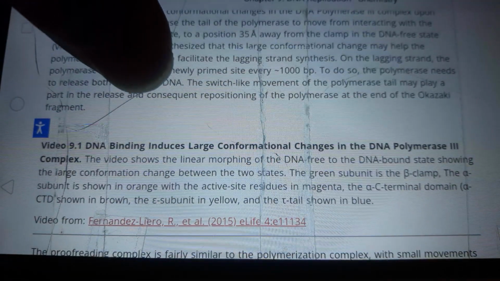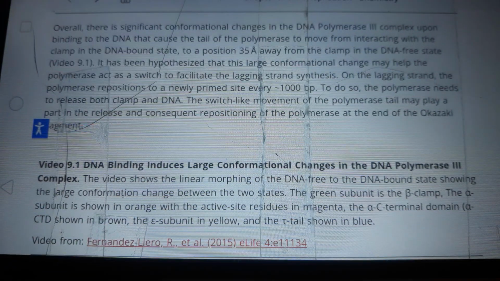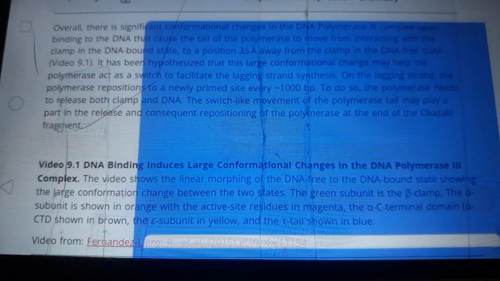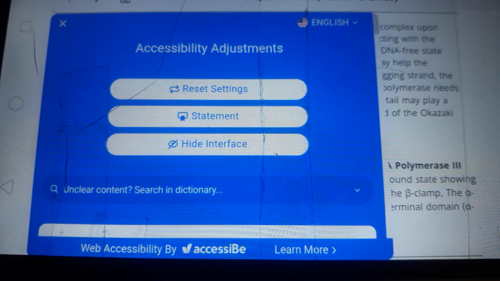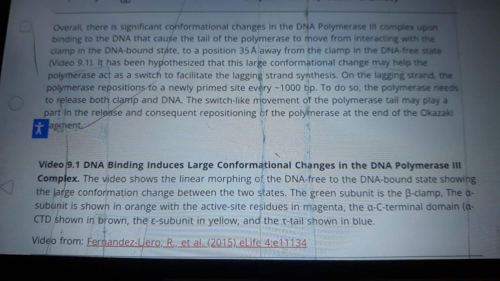Now on to the subject after the figure explanation. Overall, there is a significant conformational change in the DNA polymerase, to move from interacting with the clamp in the DNA-bound state to a position 35 angstroms away from the clamp in the DNA-free state, as shown in video 9.1. It has been hypothesized that this large conformational change may help the polymerase act as a switch to facilitate lagging strand synthesis.